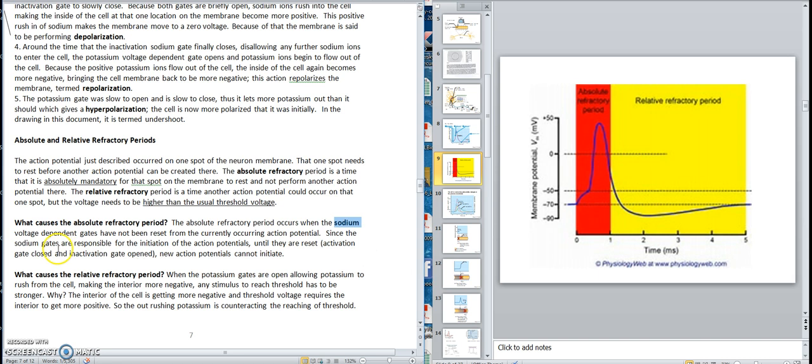Since the sodium gates are responsible for the initiation of the action potential, remember, the action potential started because threshold voltage opened the activation gate real quick. That started the whole thing. So until you reset it, and right now we turned our attention away in this action potential.